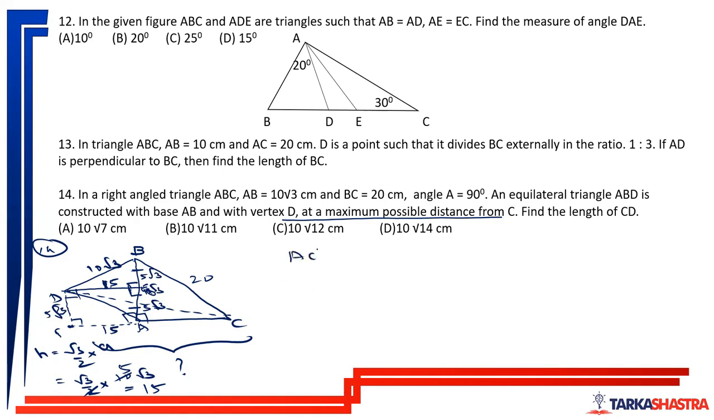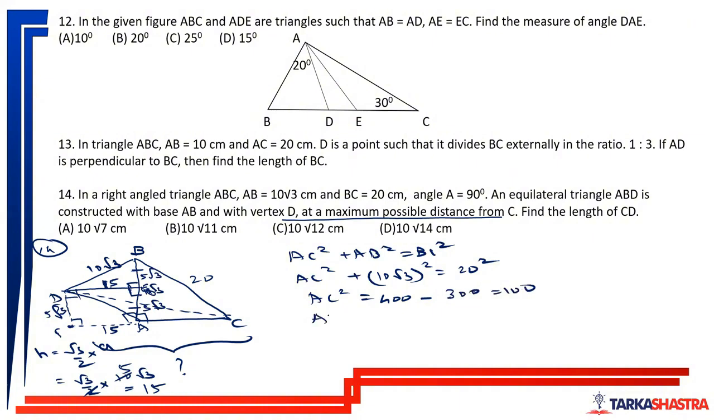Also, can I find out AC? Yes. AC square plus AB square is equal to BC square, which is AC square plus 10 root 3 square is equal to 20 square, which is AC square plus 300 equals 400. 10 root 3 square is 100 into 3, that is 300, which gives me 100. So AC square is equal to 100, which gives me AC is equal to 10.